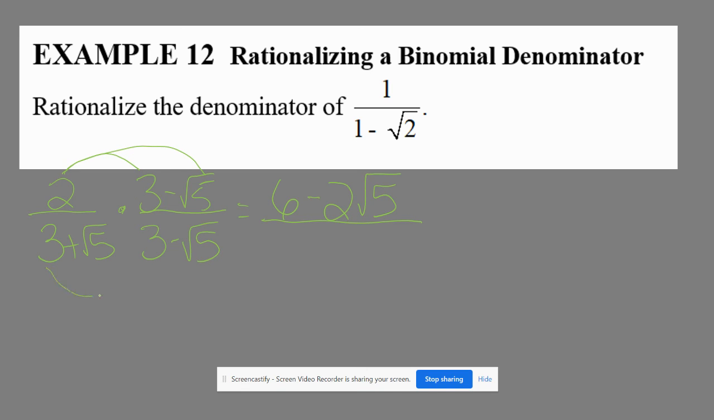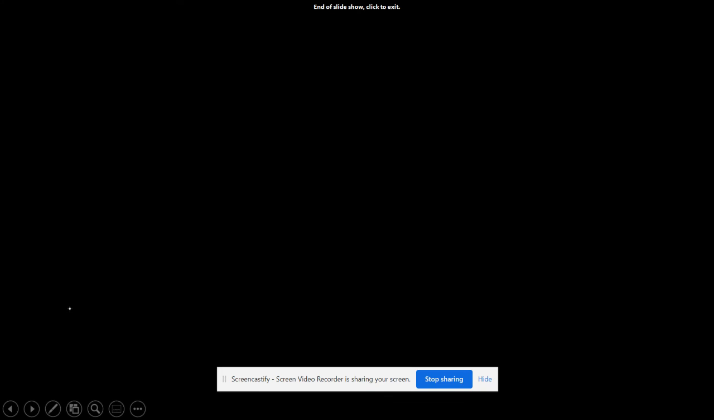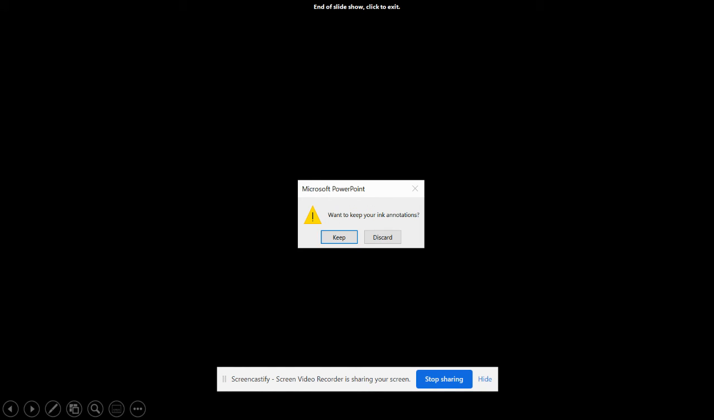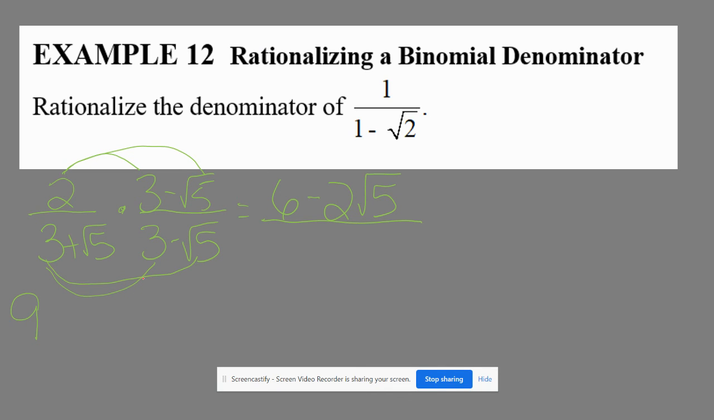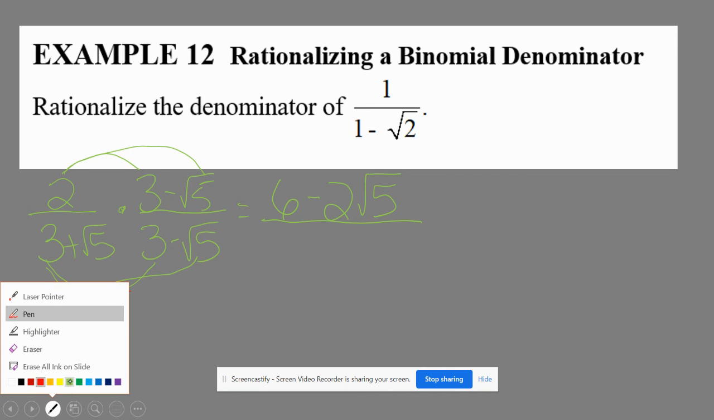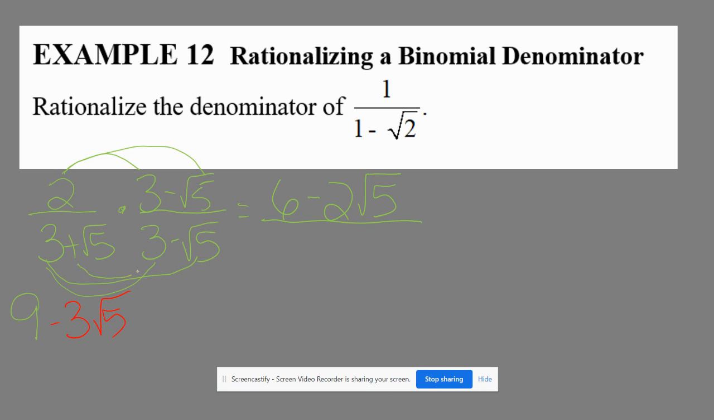On the bottom, we have 3 times 3 is 9. 3 times negative square root of 5 is negative 3 square root of 5. Square root of 5 times 3 is positive 3 square root of 5. And negative square root of 5 times the positive square root of 5 is negative square root of 25.